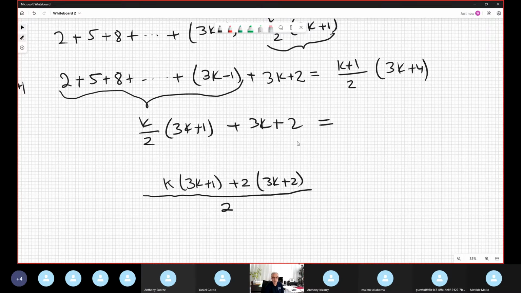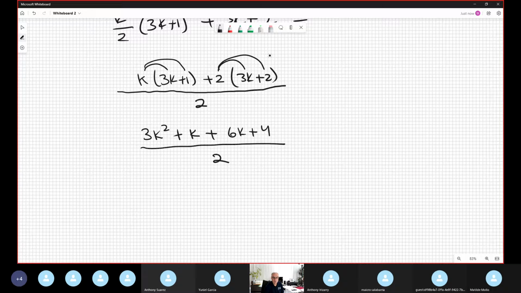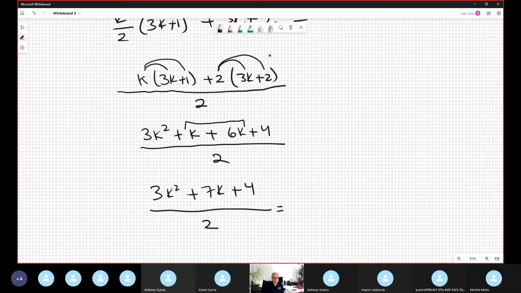Okay, now expand that. Distribute here, 3k squared plus k, plus, distribute here, 6k plus 4, divided by 2. Okay, we combine like terms: 3k squared plus 7k plus 4 over 2. And for a moment, leave it like that.